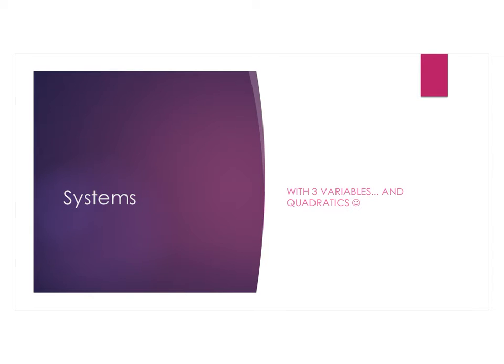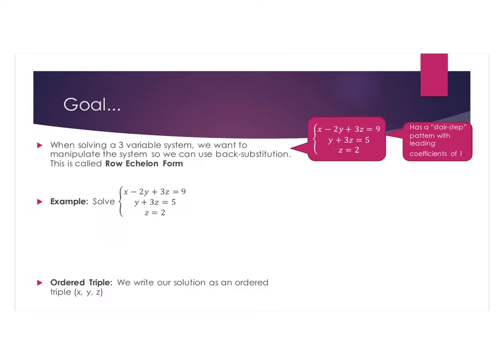Today you will be solving systems with 3 variables. So your ultimate goal when you're solving a system with 3 variables, we want to manipulate it so we can use back substitution. If you look at the first bubble, notice we have three equations. The top equation has 3 variables, the middle equation has 2 variables, and the third equation has 1 variable. Notice it does have a stair-step-like pattern, and the leading coefficients are 1.